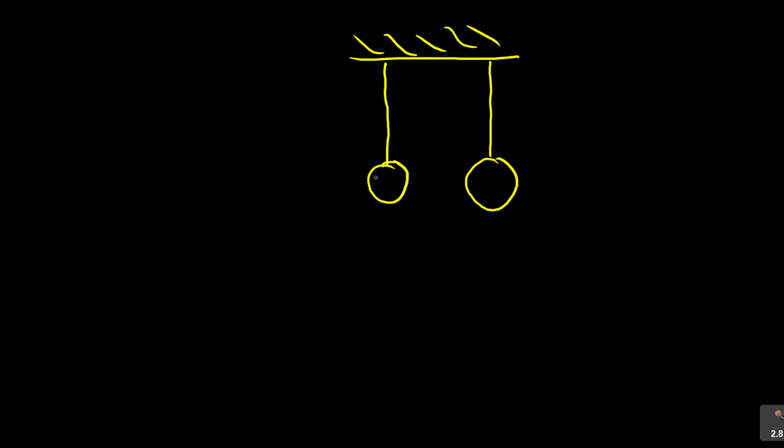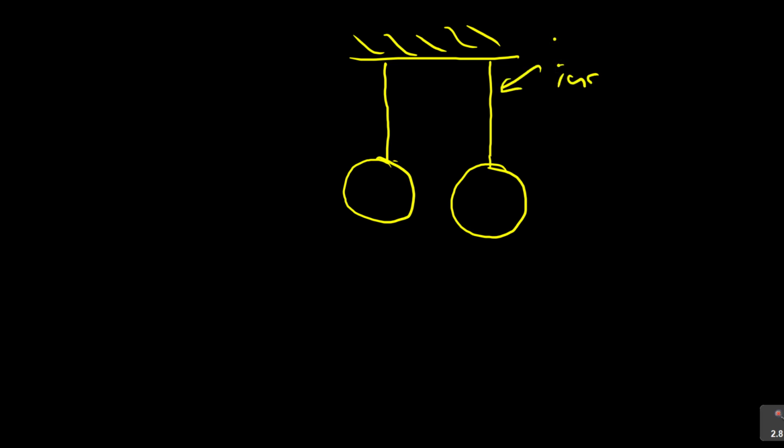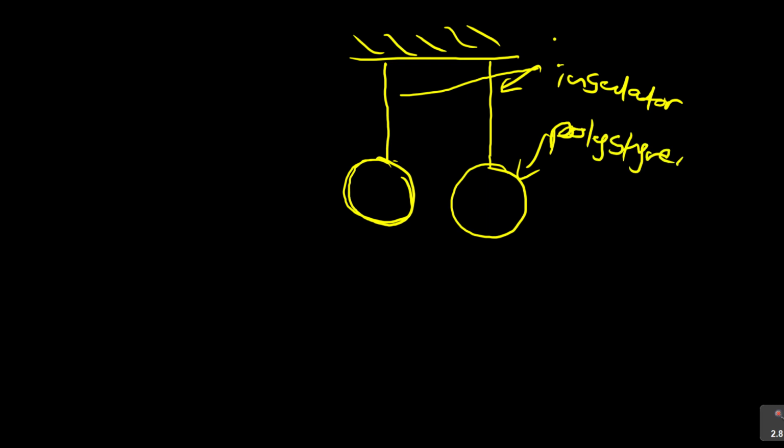See, they are hanging. But now I'm interested so that you can be clear in those charges. So let's make them big like this. Let's say this is an insulator, meaning there is no flow of charge on these strings, right? So these are insulator strings. So they are hanging. This, we'll call our polystyrene balls.